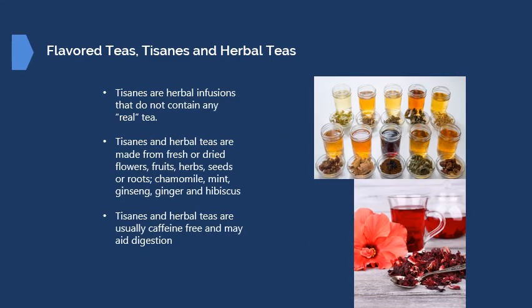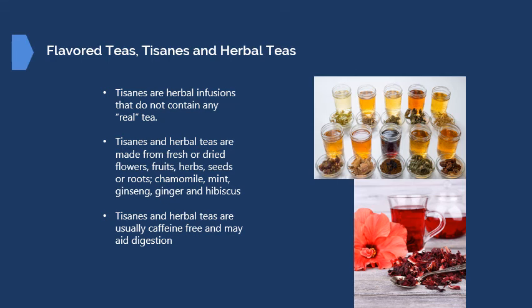Tisanes are herbal infusions that do not contain any real tea. These tisanes and herbal teas are made from fresh or dried flowers, fruits, herbs, seeds, or roots. Chamomile, mint, ginger, ginseng, and hibiscus are all forms of tisanes and herbal teas. Tisanes and herbal teas are usually caffeine-free and may aid in digestion as well.